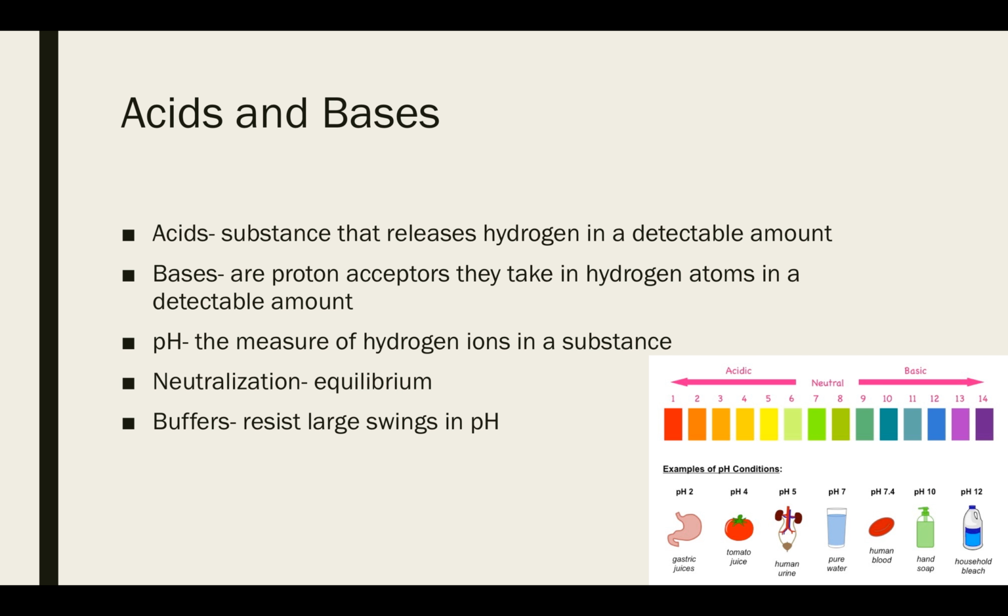Now on to acids and bases. Acids are substances that release hydrogen in a detectable amount. Bases are proton acceptors. They take in hydrogen atoms in a detectable amount. pH is the measure of hydrogen ions in a substance, and you can see a pH scale that I put in as an example, with acidic being 1 through 6.9 and basic being from 7.1 to 14. If it meets in between, that's neutral. And buffers are important because they resist a large swing in pH.